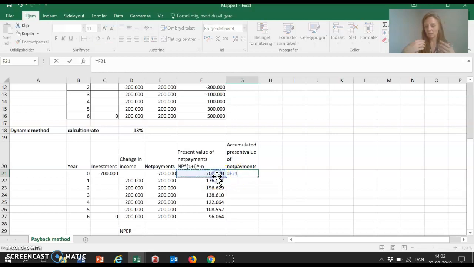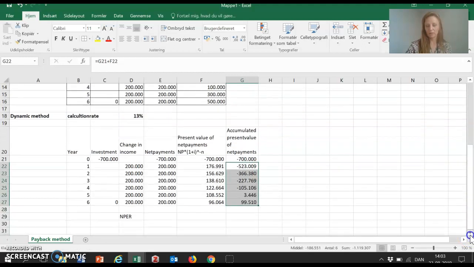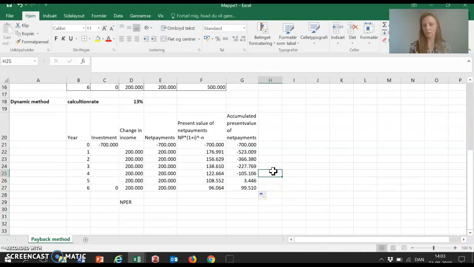Look at this. Same as before. The first year, or this year 0, I don't have any income, but the second year, the previous year's present value of the net payments, and adding the current year's present value of net payments. Enter. And now again, I'm going to double click over here to copy it down the total column, all of the column. And now you can see it does make a difference whether or not you take the calculation rate into consideration. Of course it does, because money loses value over time.